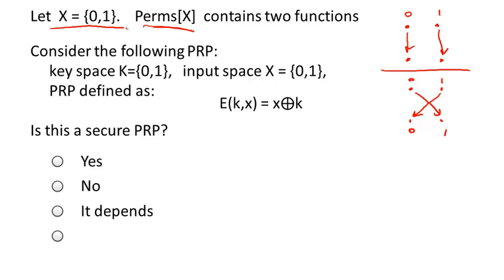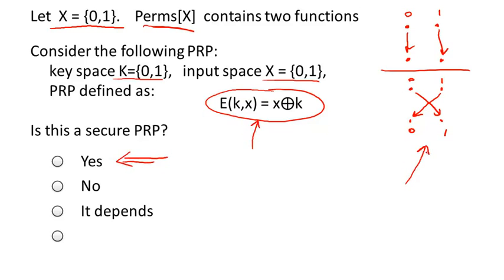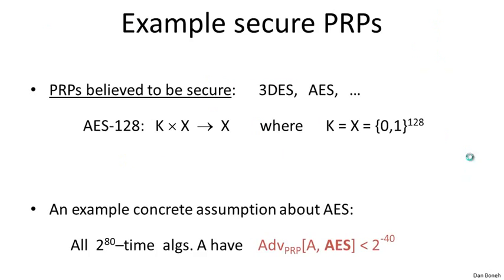Now let's look at the following PRP. The key space is going to be {0, 1}, and of course X is going to be {0, 1}. And let's define the PRP as basically x XOR k. Okay, so that's our PRP. And my question to you is, is this a secure PRP? In other words, is this PRP indistinguishable from a random function on Perms[X]? I hope everybody said yes, because essentially the set of functions implemented in this PRP is identical to the set of functions in Perms[X]. So a random choice of key here is identical to a random choice of function over here, and as a result, the 2 distributions, either pseudo-random or random, are identical. So clearly an adversary can't distinguish the 2 distributions.